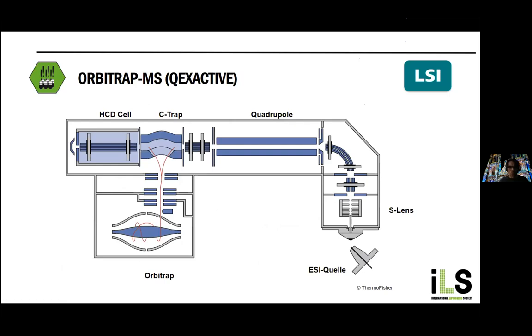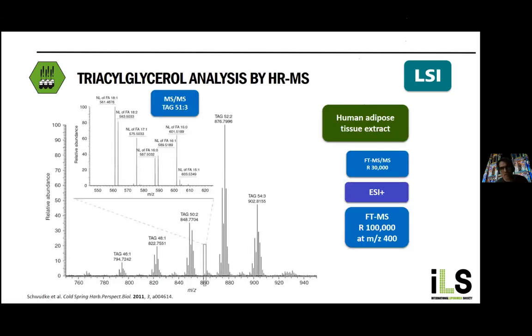So nowadays, more and more higher mass resolution instruments are used for lipidomics. Christian already mentioned Orbitrap instruments. It's a Q Exactive, so you have a quadrupole and an Orbitrap detector in this hybrid instrument. And these instruments allow really nice mass resolution. For instance, you can use that for triglyceride analysis.